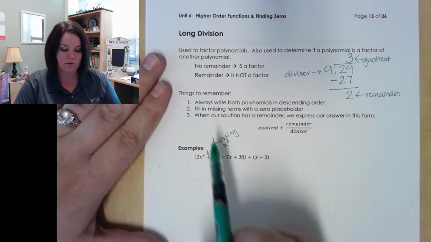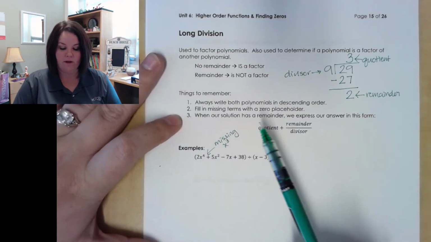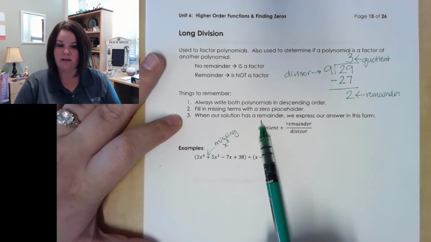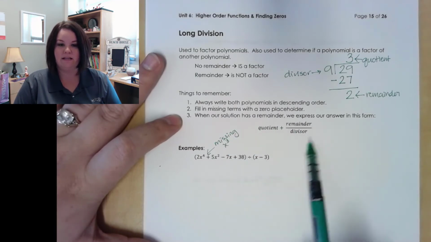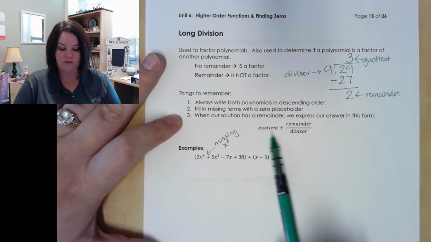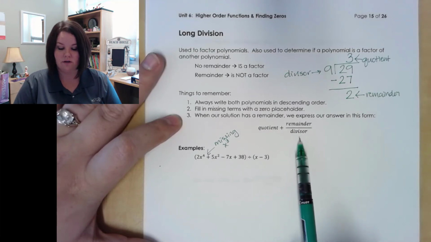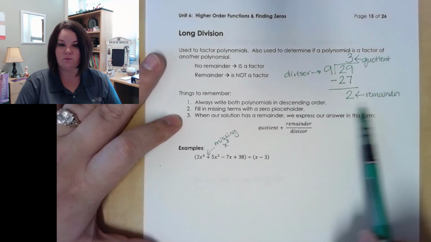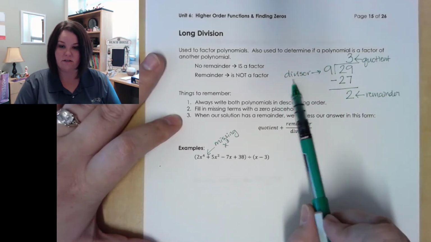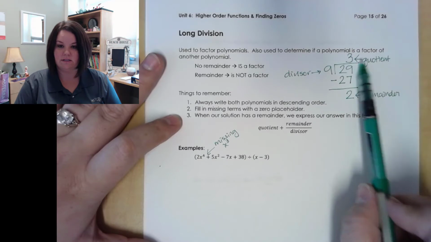And then the third thing we want to remember is if our solution has a remainder, we want to make sure we represent it this way. We write our quotient plus whatever our remainder is over our original divisor. Okay, so again, those are the 3 things we need to be aware of. This is our divisor, this is our quotient, this is our remainder.